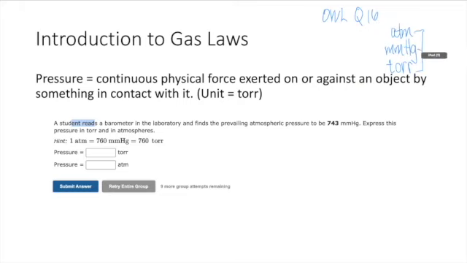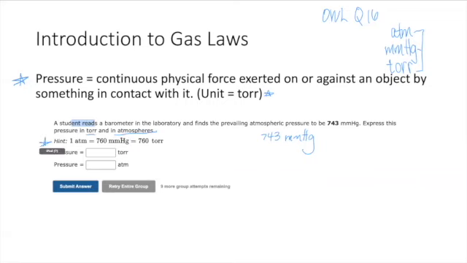different units of pressure. So pressure applies to gas, and it's a force that is exerted on or against an object by something in contact with it. So typically it's measured in torr, but again, it can be measured in atmosphere, millimeters mercury, or torr. So this problem is telling us that a barometer in the lab is reading 743 millimeters mercury, and they want us to express this in torr and atmospheres.